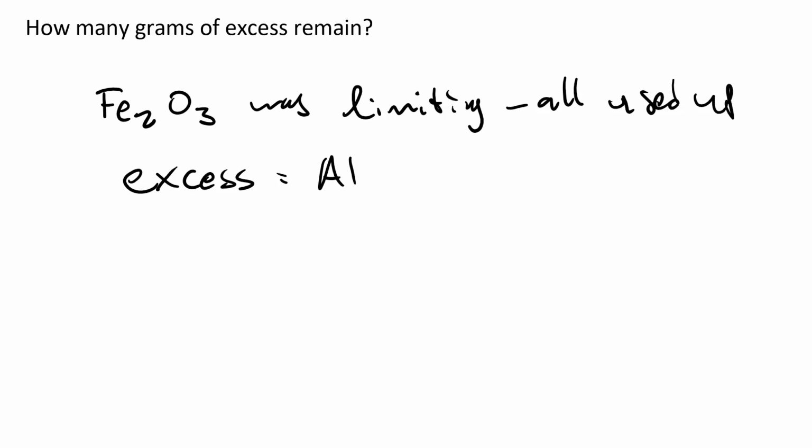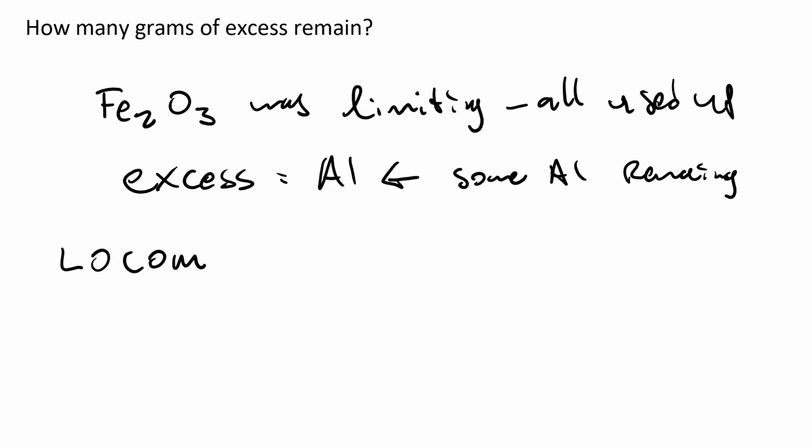So, the iron III oxide was limiting. All of the Fe2O3 was used up. But aluminum was our excess, so there should be some aluminum remaining. Now, there's a quick way to calculate this, where you can use the law of conservation of mass, LOCOM. This says that the mass of the reactants equals the mass of products.